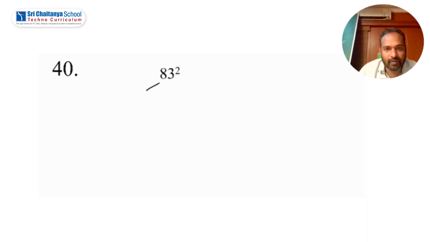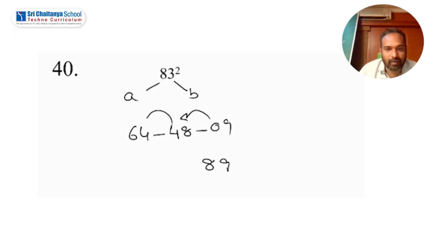83 square. What's the value of A here? 8. What's the value of B here? 3. So 8 square, 64. 2AB, 2 into 8, 16. 16 into 3, 48. What's the value of B square? 9. So 9, 0 will carry forward. 48 plus 0, 48 means drop 8 and carry forward 4. 64 plus 4 is how much? 68. So the answer is 6889.